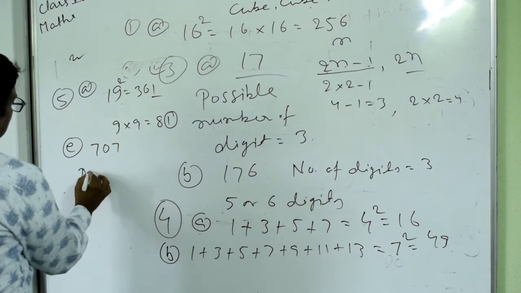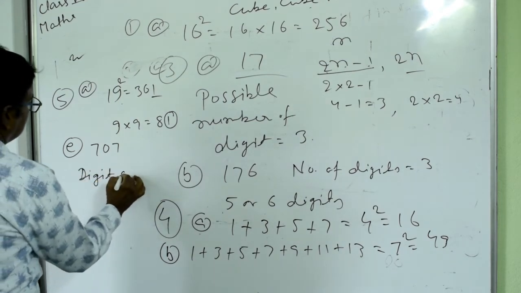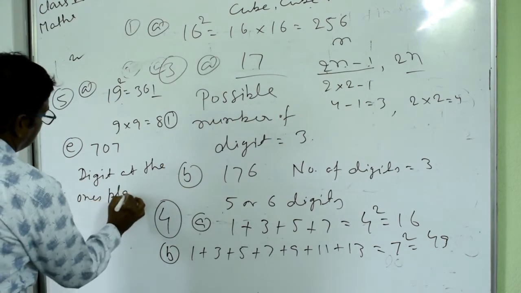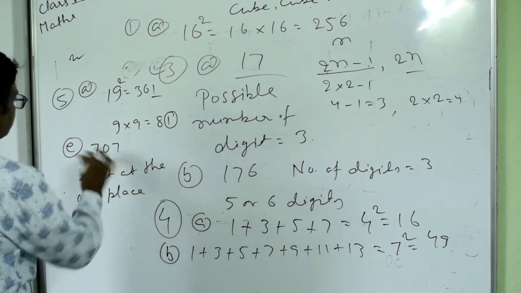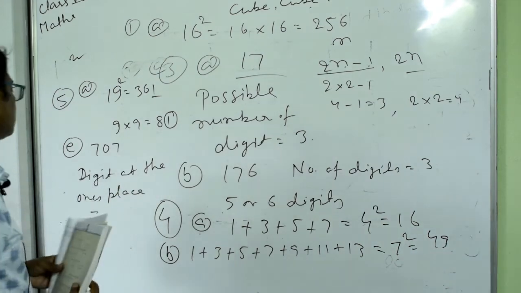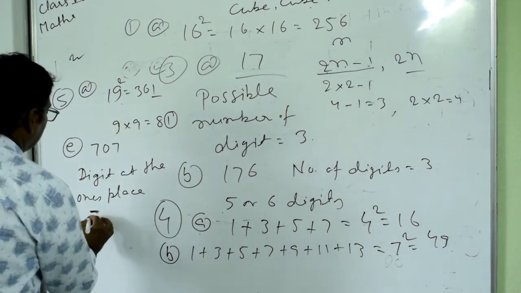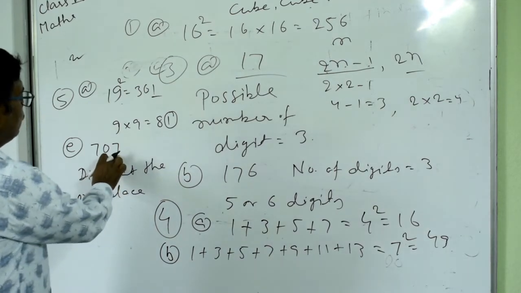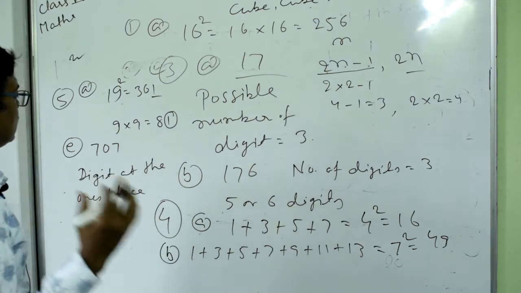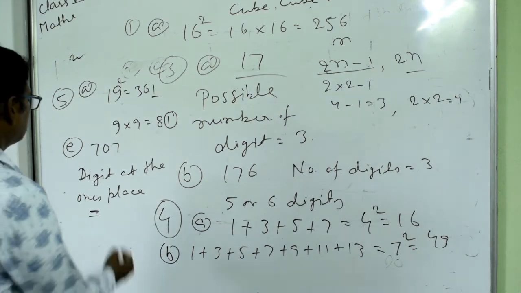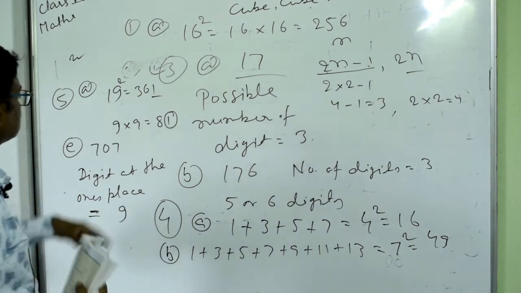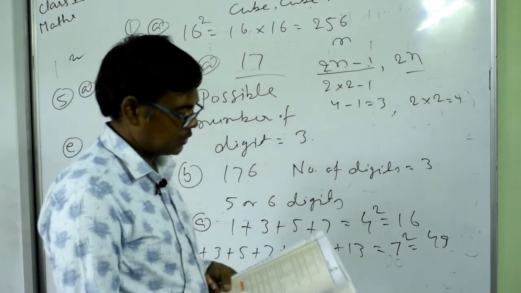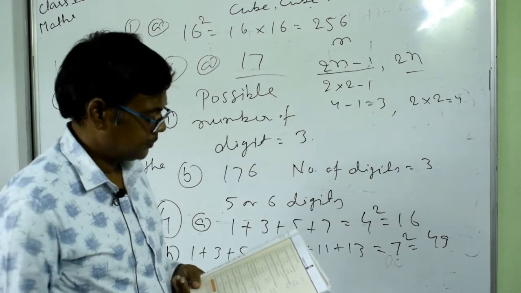When you square this number, the digit at the ones place in the square of 707 will be 9, because 7 into 7 is 49, and in 49 the digit at the ones place is 9. So in the same way you can find the other answers.